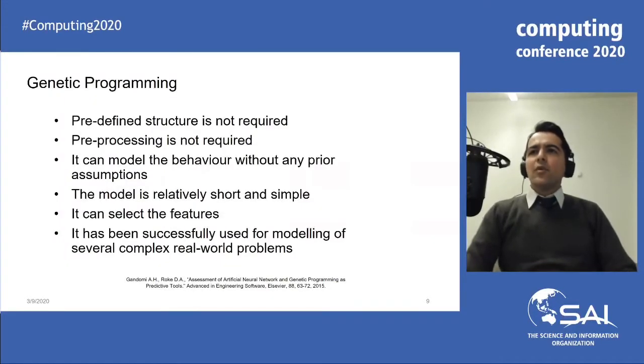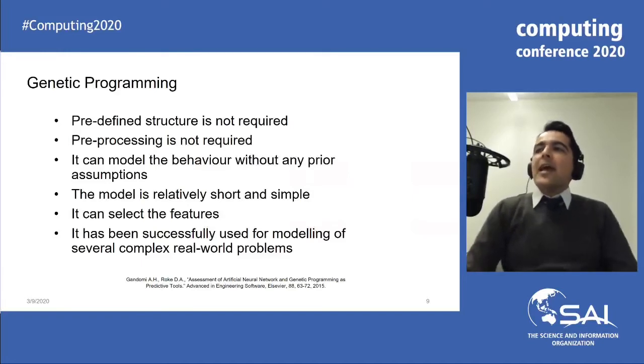But why genetic programming? First, I should say genetic programming doesn't need predefined structure. Unlike most machine learning techniques, methods like ANN, regression, or fuzzy logic, where you need to provide a model structure like network information, number of layers, number of neurons, activation function, etc.